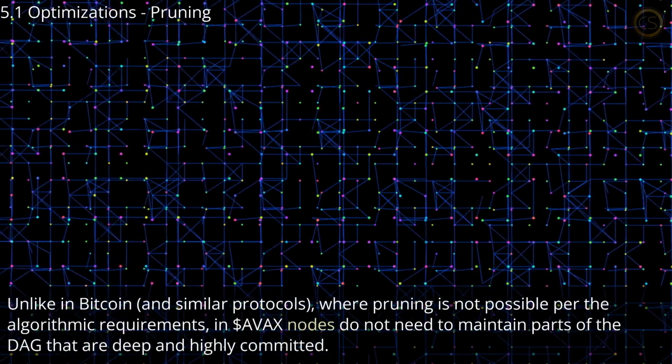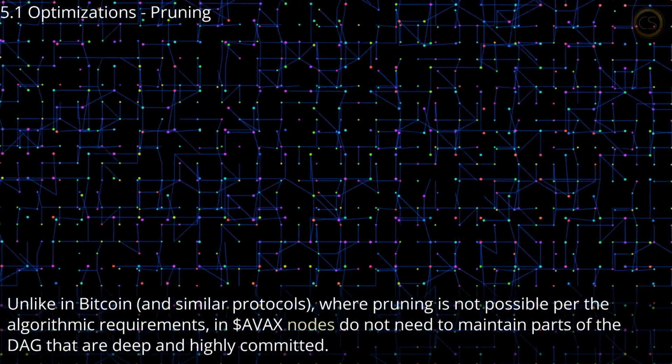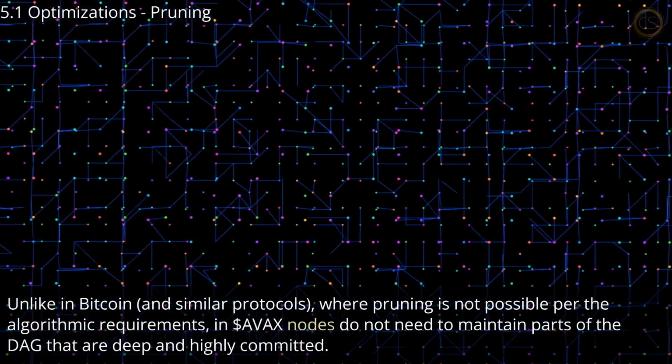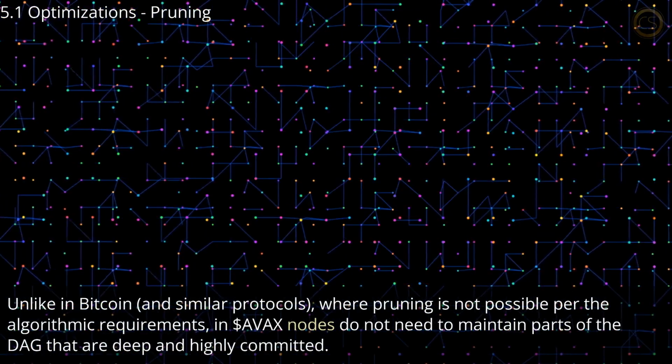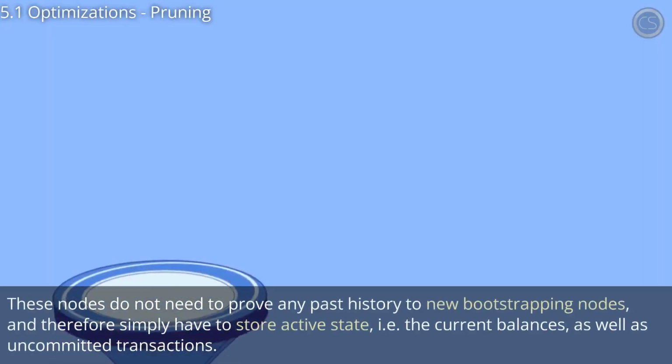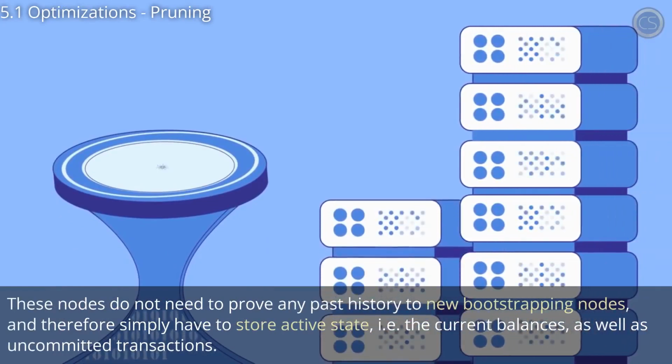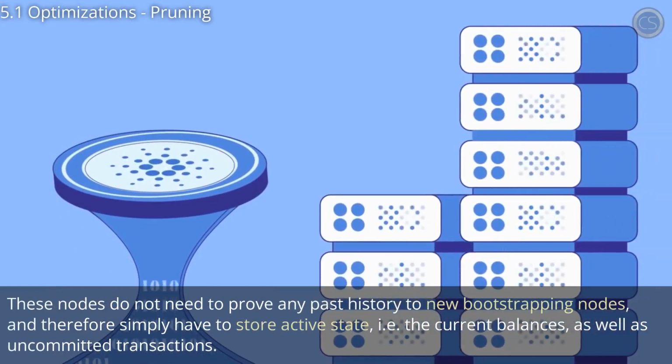Unlike in Bitcoin and similar protocols, where pruning is not possible per the algorithmic requirements, in $AVAX nodes do not need to maintain parts of the DAG that are deep and highly committed. These nodes do not need to prove any past history to new bootstrapping nodes, and therefore simply have to store active state, i.e. the current balances, as well as uncommitted transactions.